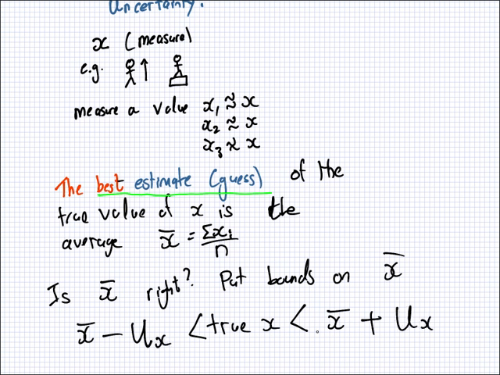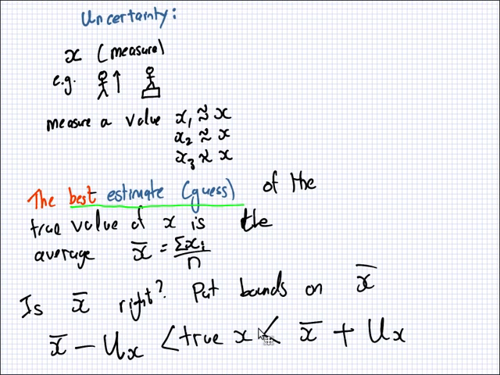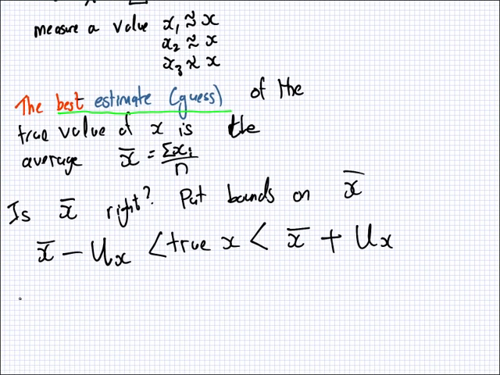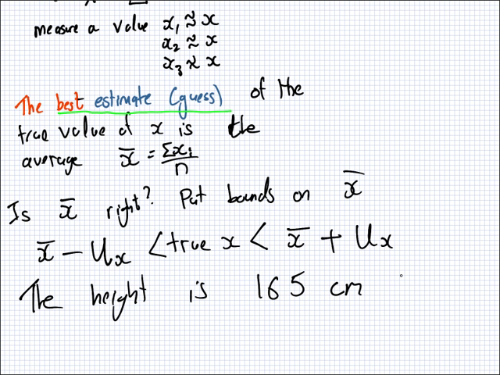So for example, here's an example. You could say the height is 165 centimeters plus or minus 1 centimeter. Is the height 165? Really? No. It's going to be somewhere between 164 and 166. This is the idea when we say uncertainty.